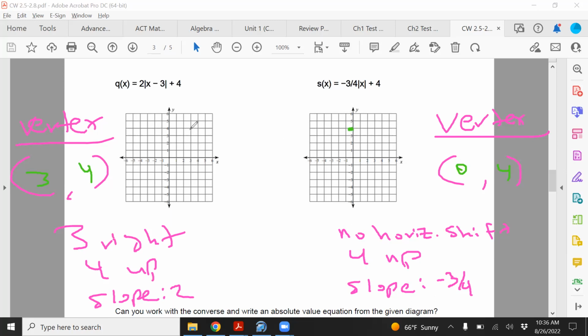Can you work with the converse? Absolutely. There's nothing on the x. Because you've got to think of the original graph, and we didn't shift it horizontally, so there's nothing in there, 0. And if you have nothing to add on the outside, then the y side. What do you mean by working with the converse? I'll get there. It's working backwards. Yep, absolutely.